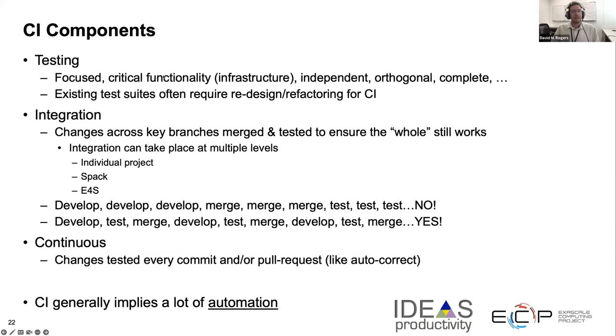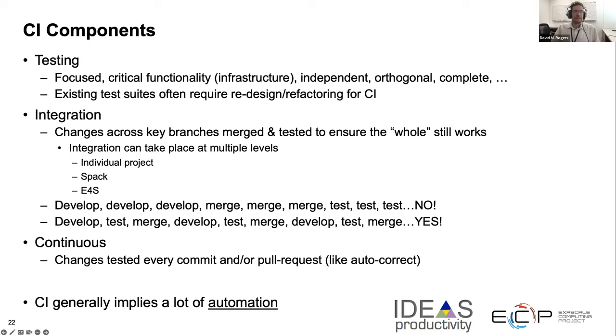What are the components of CI? Breaking down the word, CI obviously involves testing. What you want to do is focus your testing for CI on critical pieces of your code. You want to make your CI tests more like unit tests, in that they're fast running and able to quickly diagnose issues. Things like syntax errors or type errors that happen during compilation are good things to put into your CI suite. And obviously you want them to be as orthogonal and complete as you possibly can. This can often require that you redesign or refactor your existing test suite for CI, because not every test is best suited for CI. It might take too long to run or require too many resources.